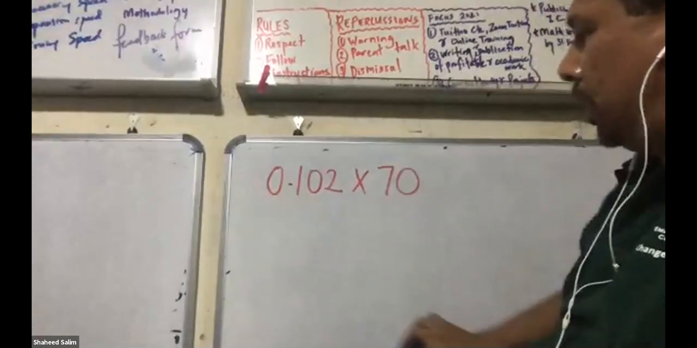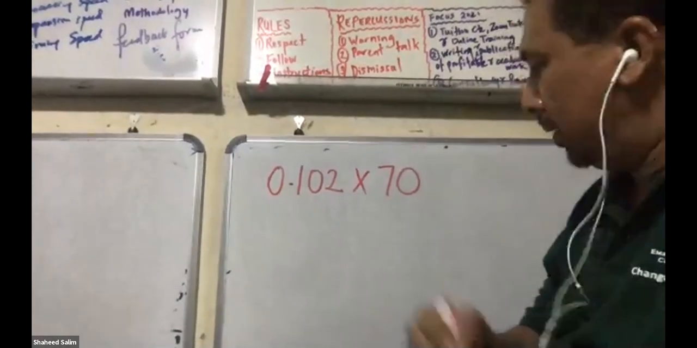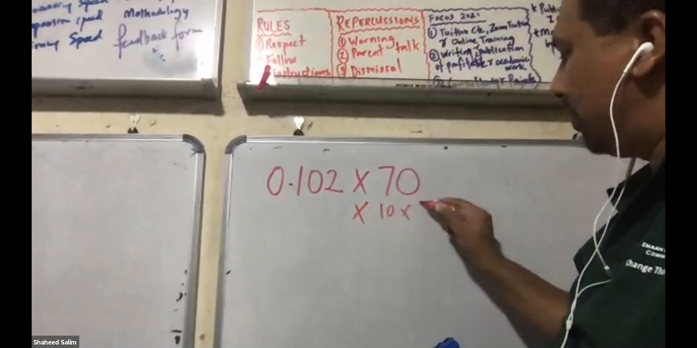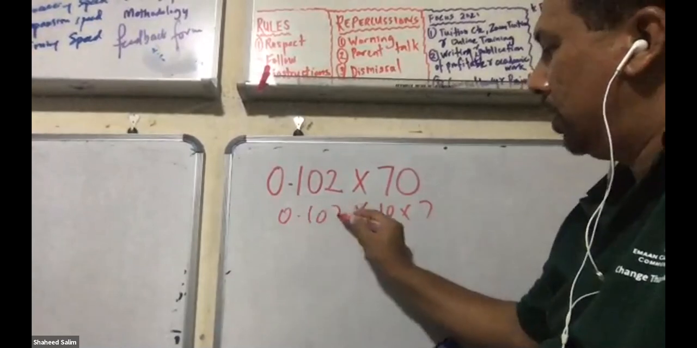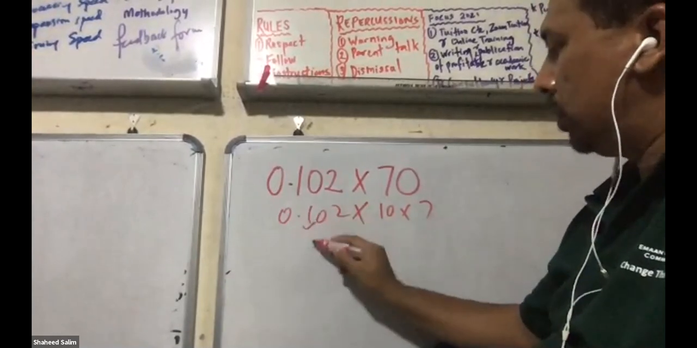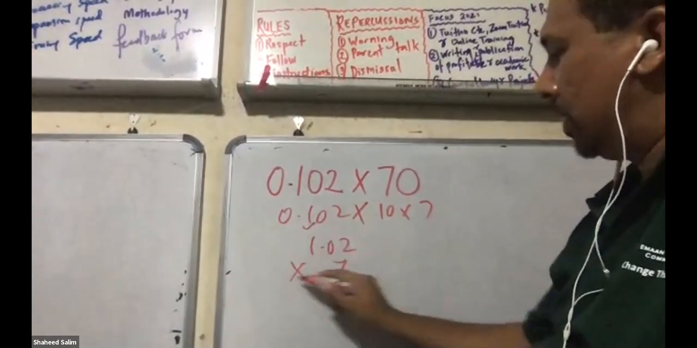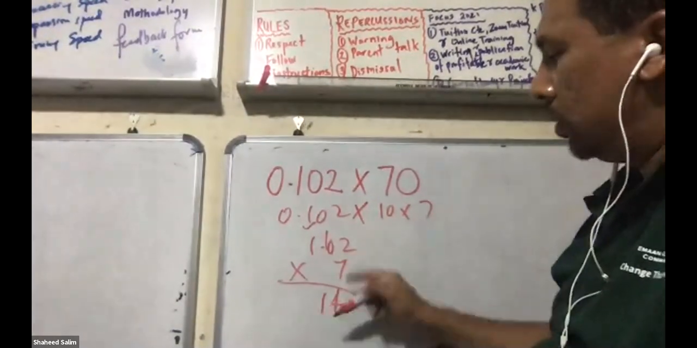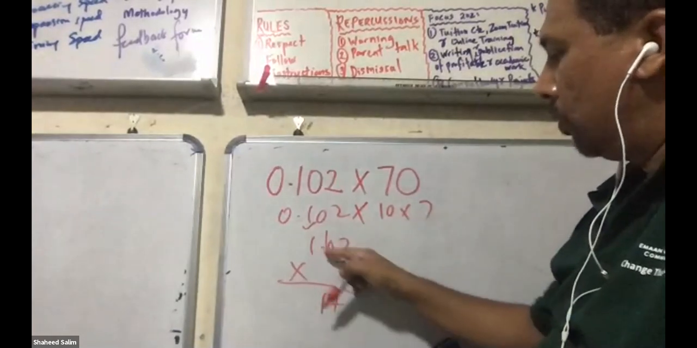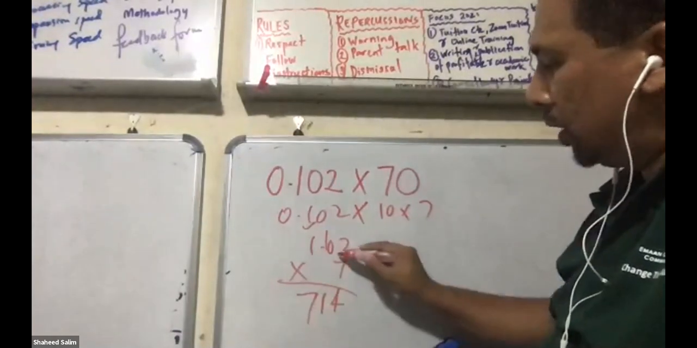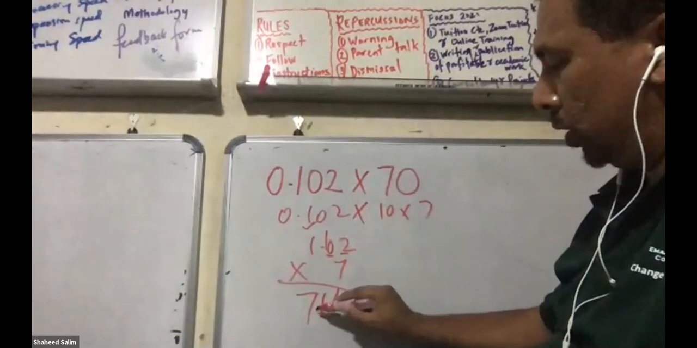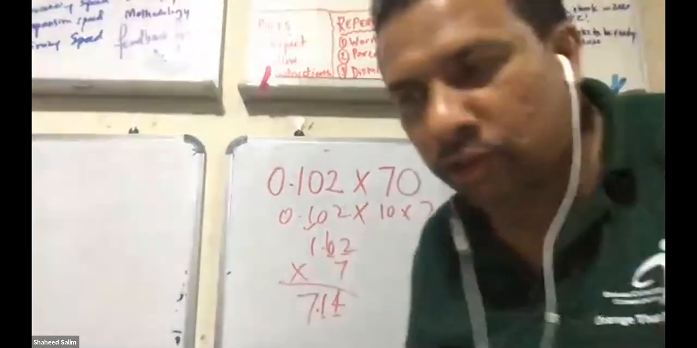7.14. Okay, so we can try the method by Miss Zahira. She changed this to what times what? 10 times 7. Okay, then you write it again. Times 10, shift 1, so it becomes 1.02 times 7. 2 times 7, 14, carry 1. 0 times 7 is nothing, bring down the 1. 1 times 7, 7. Count the number of digits after the decimal place. 1, 2. Put a dot. 7.14.